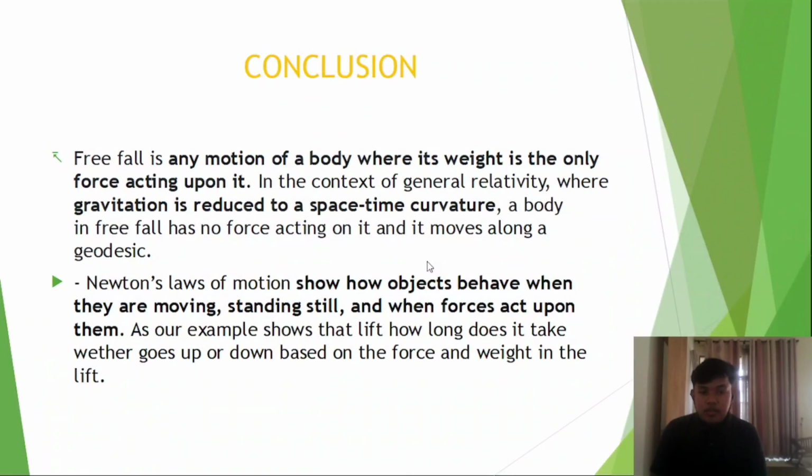Second, Newton's laws show how objects behave when they are moving steadily and when force acts upon them. As our example, the lift, how long it takes whether going up or down, is based on the force and weight in the lift.